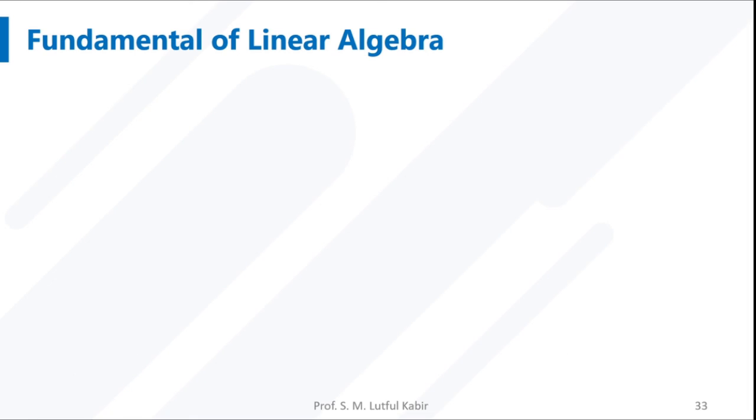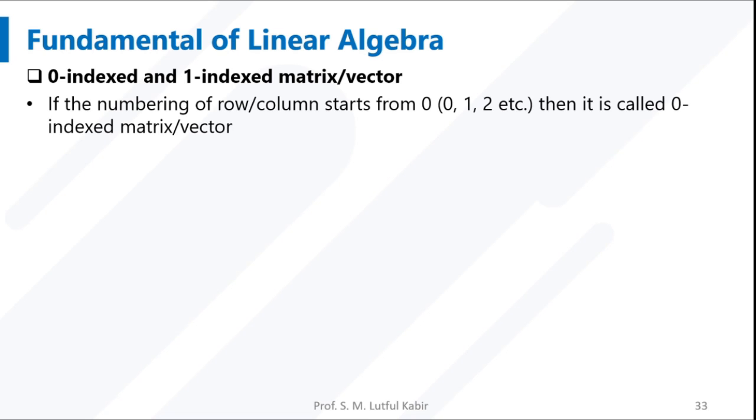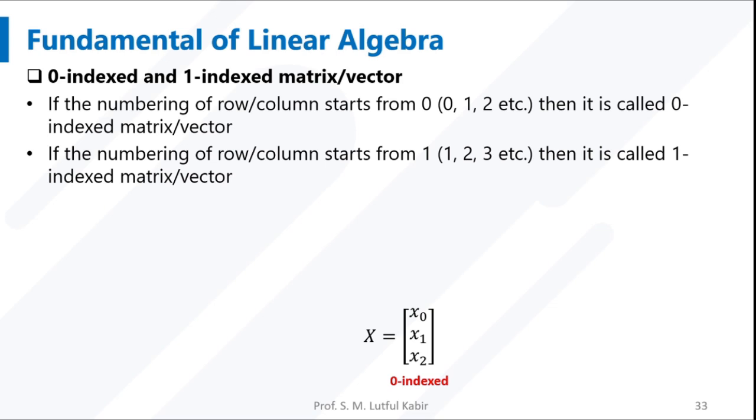So let us continue discussing some fundamentals of linear algebra: zero index and one index matrix and vector. Sometimes the index starts from 0 and sometimes the index starts from 1. If the numbering of the rows and columns starts from 0, that means 0, 1, 2, 3, etc., then it is called a zero index matrix or vector. Like this vector is zero index, x0, x1, x2. If the numbering starts from 1, then it is called one index.